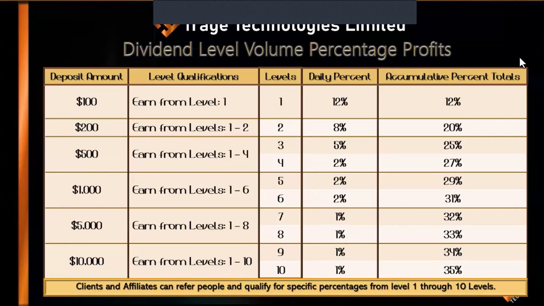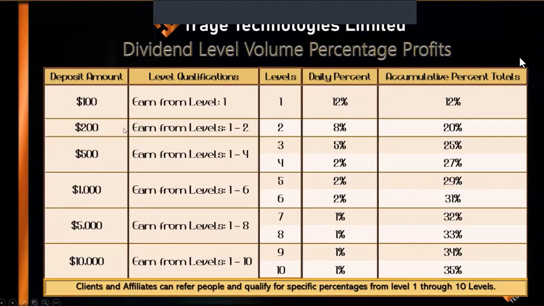Now, the cool part about this company, which I find is just, these guys get it. What does that mean? That means that whatever amount you deposit, now we're talking about your dividend level volume percentage. Based on a percentage, your deposit determines how many levels you go. That's it. So if I put $100, I'm only going to qualify for level 1. But I'm going to earn 12% a day from everybody that I referred on my level 1. 12% a day, that's obscene.